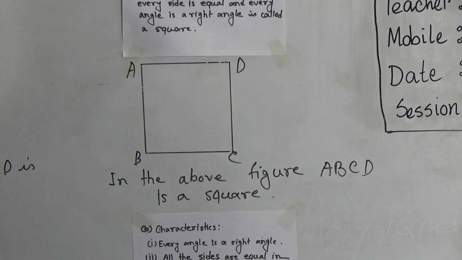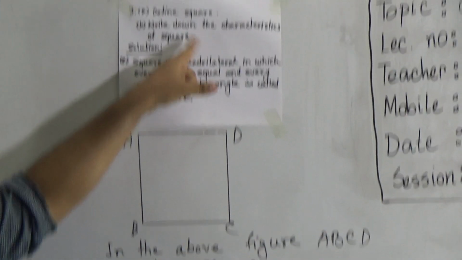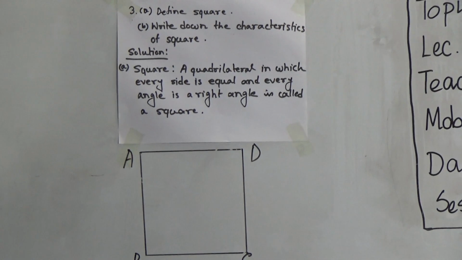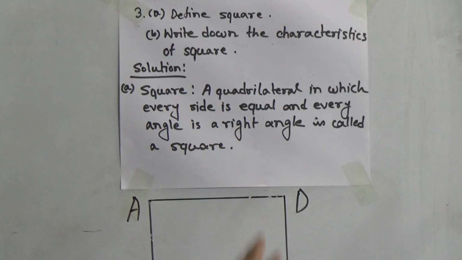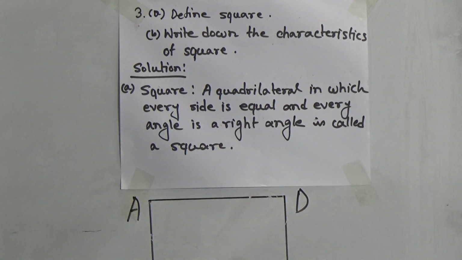Now we write question number 3 B. Write down the characteristics of a square. From the definition we get two characteristics. One is every side is equal and another is every angle is a right angle. Number 1, every angle is a right angle. Number 2, all the sides are equal in length.